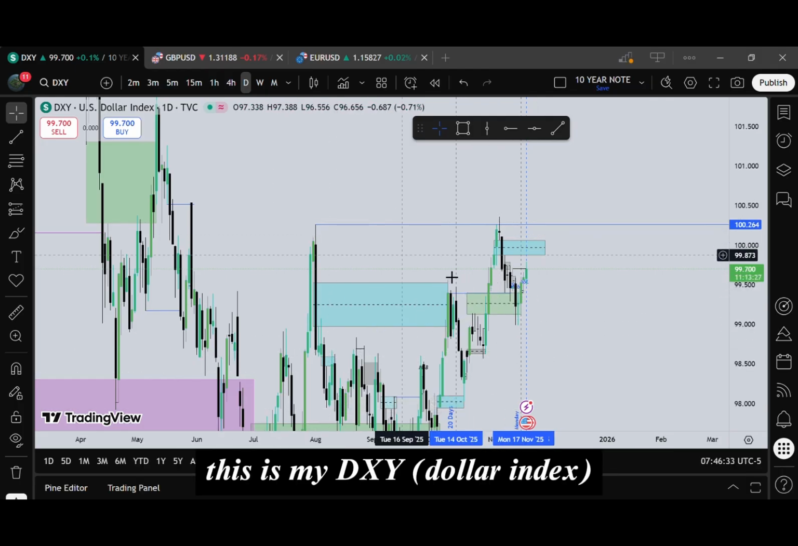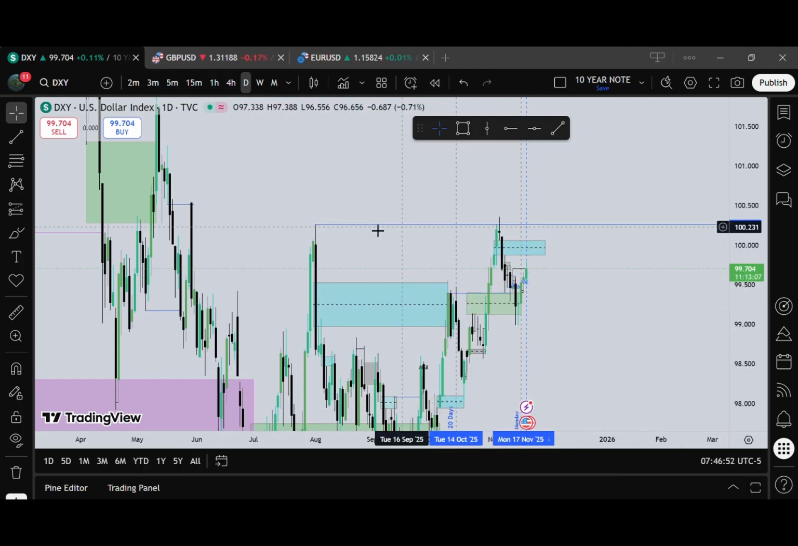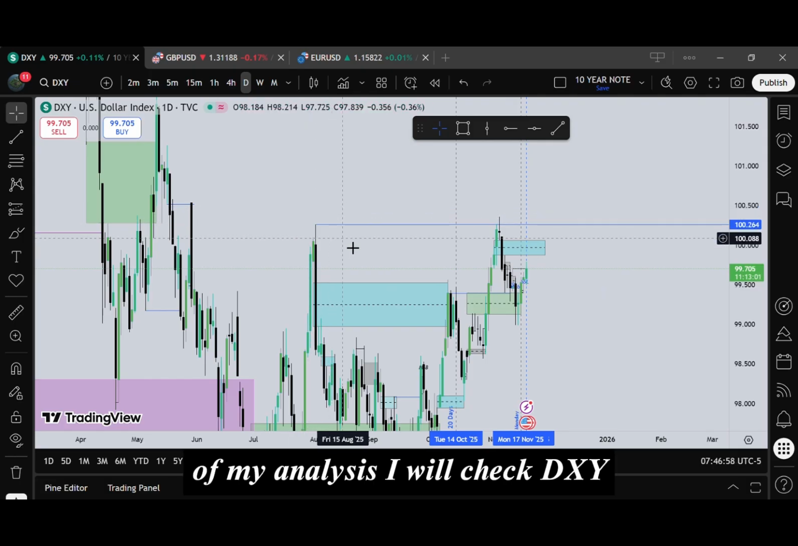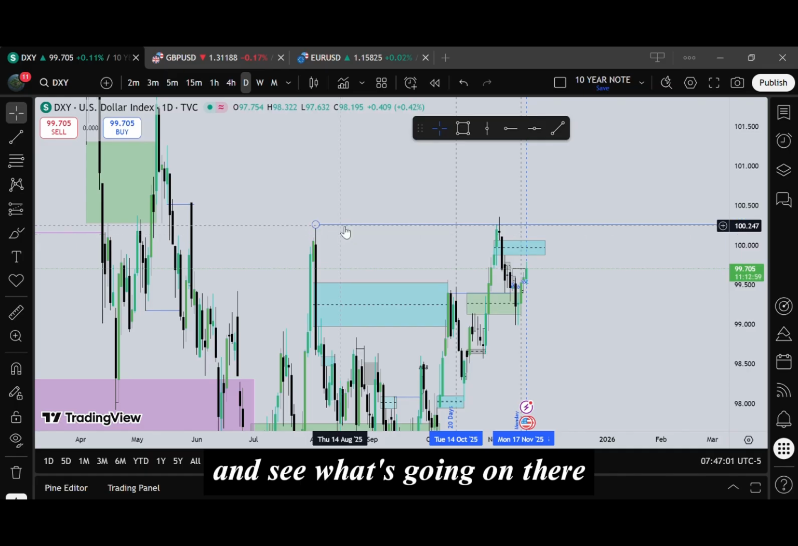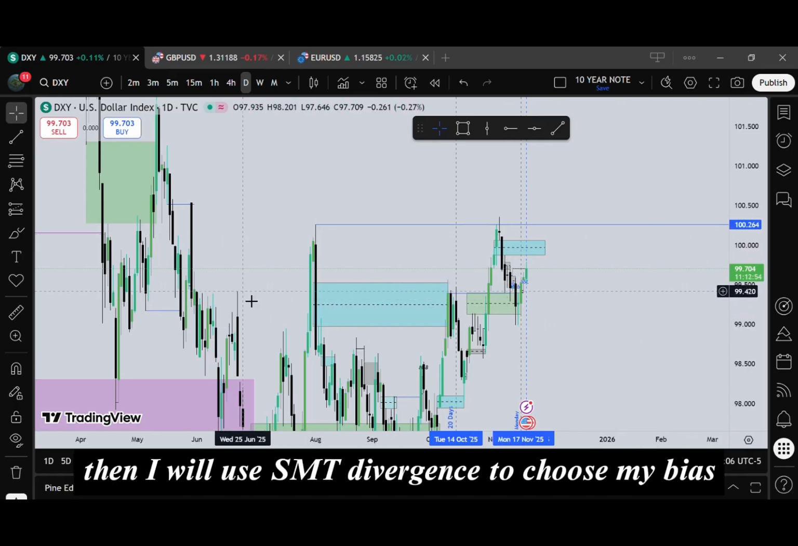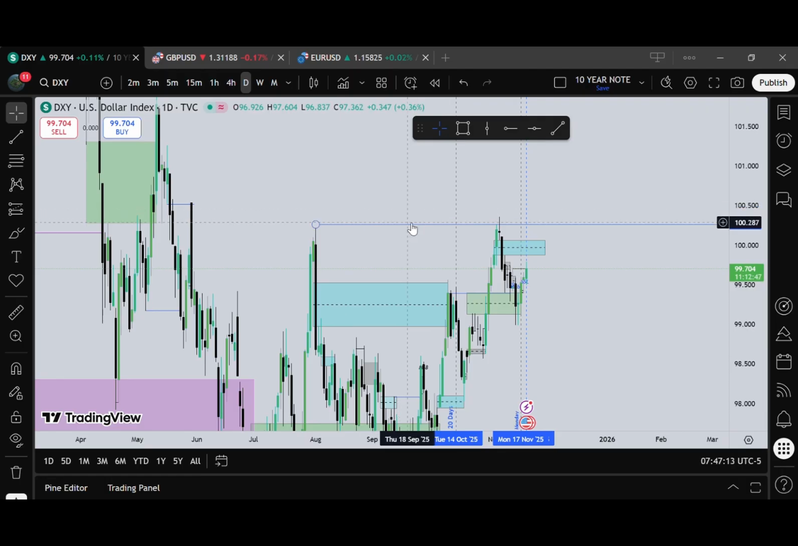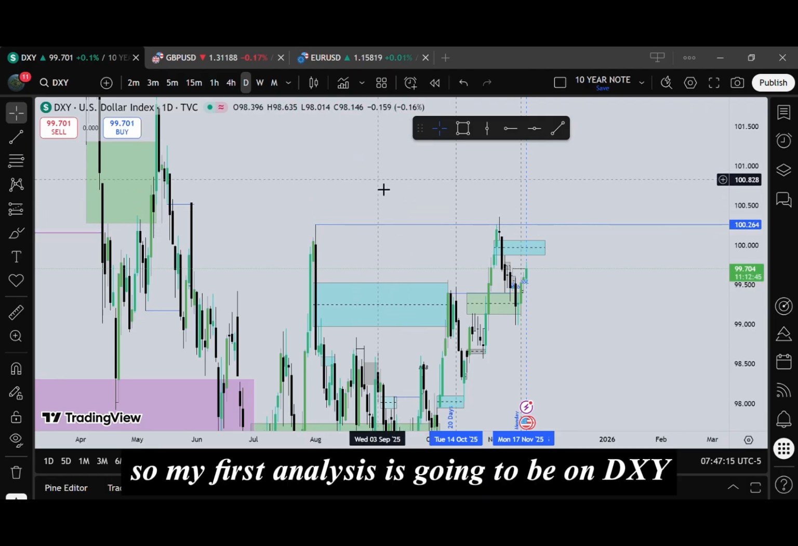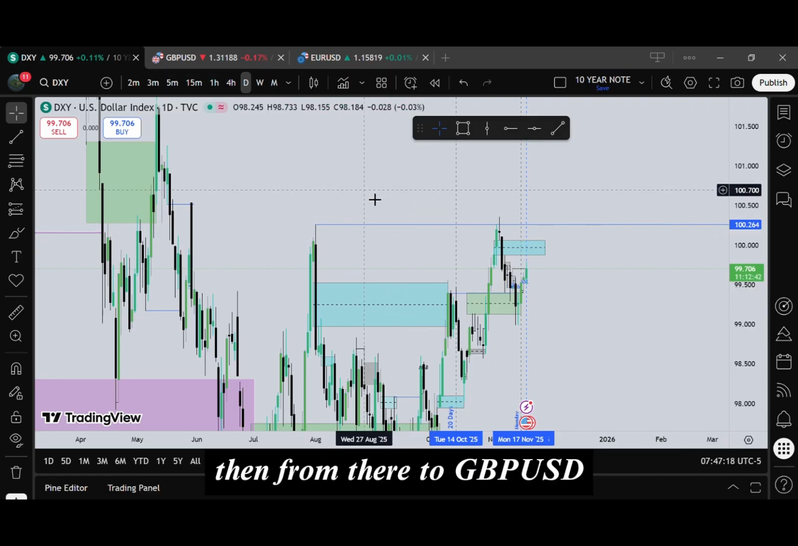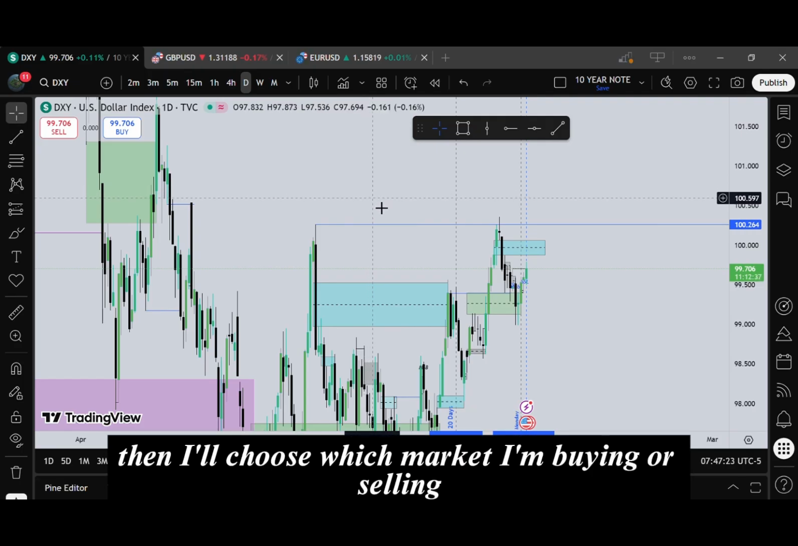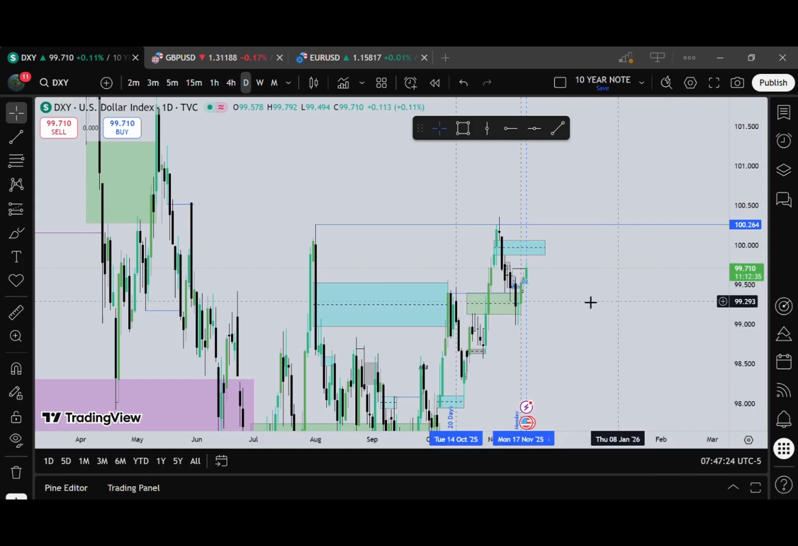This is my DXY dollar index. That's the basis of my analysis. I'll check DXY and see what's going on there. Then I will use SMT divergence to choose my bias. So my first analysis is going to be on DXY, then from there to GBP USD, then to Euro USD, then I'll choose which market I'm buying or selling.